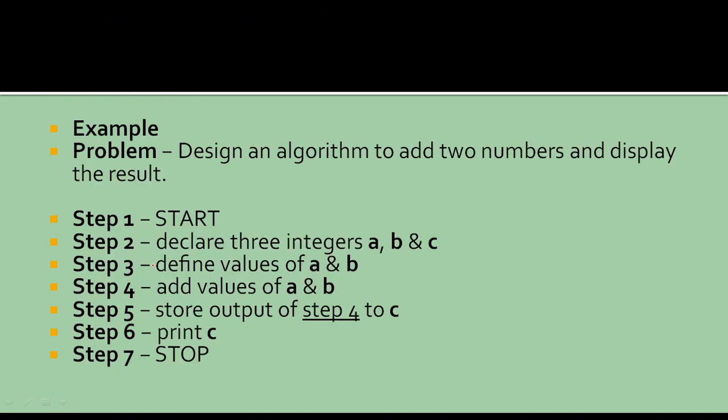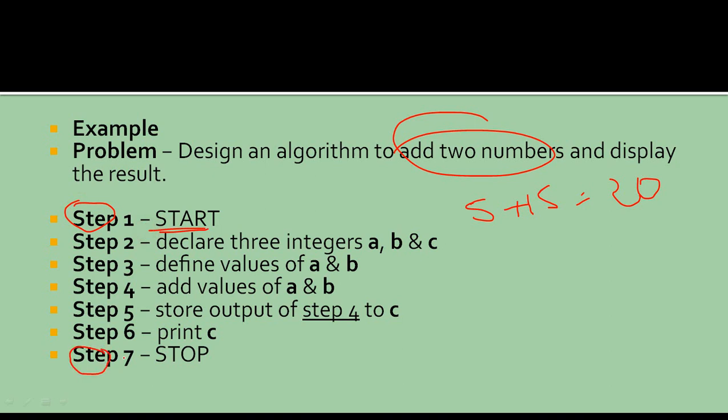So for example, let's see the problem: design an algorithm to add two numbers and display the result. Maybe we are going to add two numbers, 5 and 15. These are my inputs and I need 20 as my output. So let's see how the algorithm works. Step by step, step 1 becomes your start, and the last step, we don't know the number yet, has to be a stop statement.